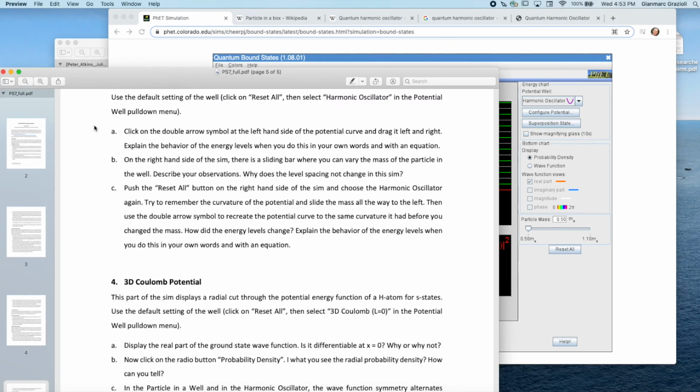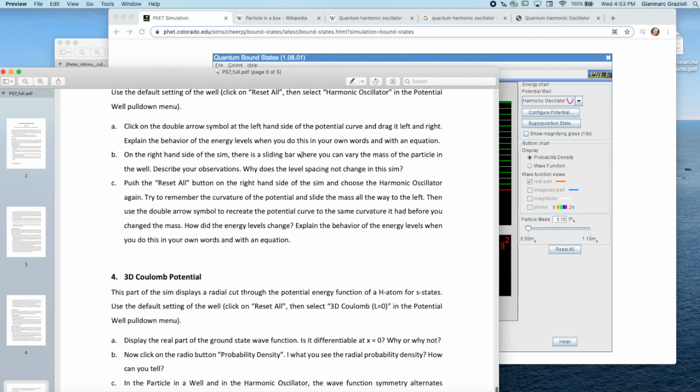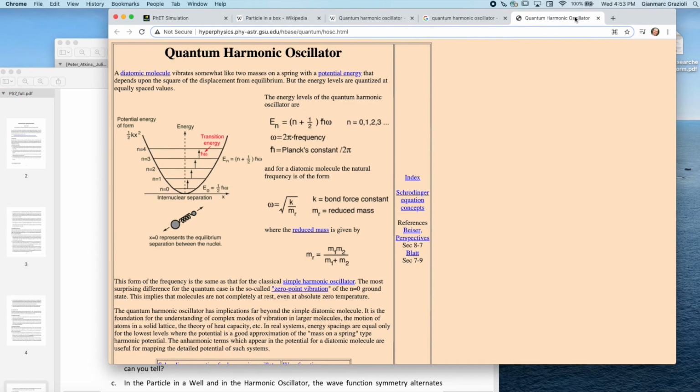So how did the energy levels change? I just told you that the gap got larger between each energetic state. Explain the behavior of the energy levels when you do this in your own words and with an equation. I like that wording. So I want you to use your words and your equation. Go back to the hyperphysics page, look at these equations, and try to explain what's going on with this.